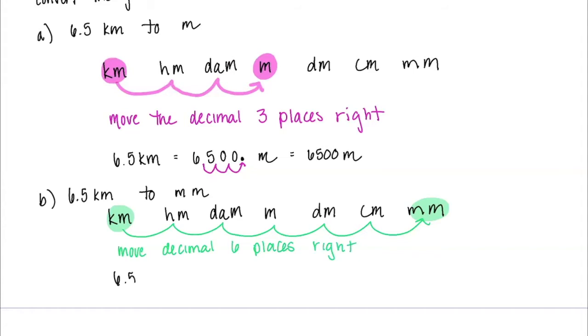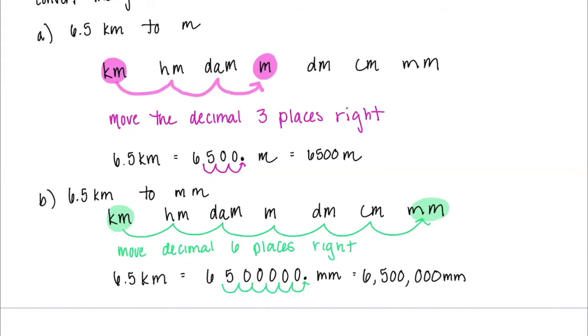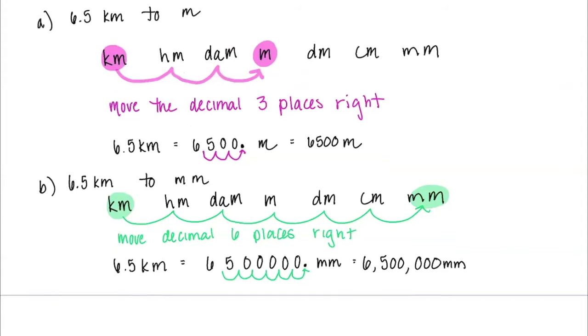So our 6.5 kilometers, we again rewrite the 6 and the 5, and we've got to move the decimal 1, 2, 3, 4, 5, 6 to land here and give us our millimeters unit. So all of these blanks get filled in with zeros. This is 6,500,000 millimeters. Try one more of these.